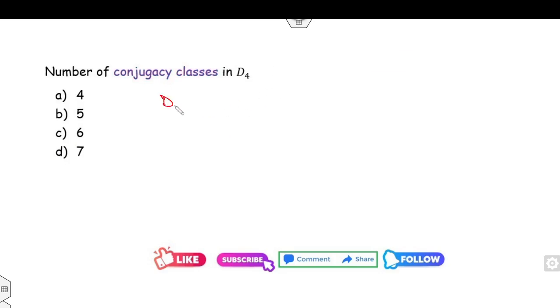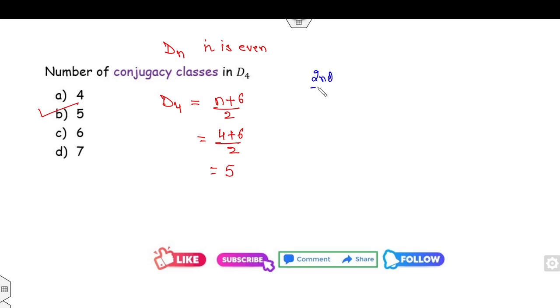Conjugate classes for D4. What are the conjugate classes when n is even? When n is even, it will be (n plus 6) over 2. So n is 4, (4 plus 6) over 2, that will be 5.